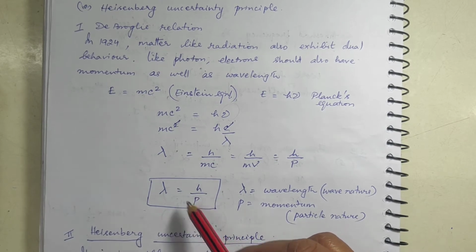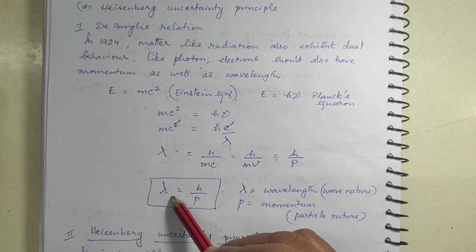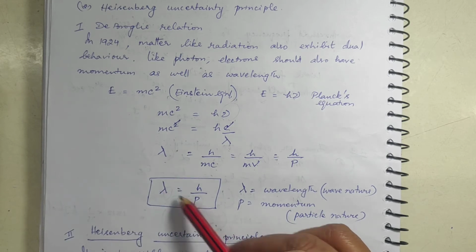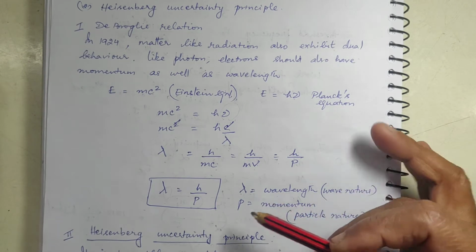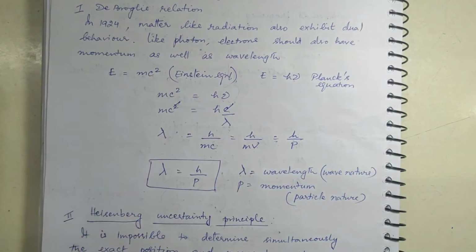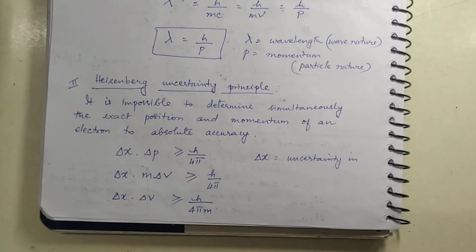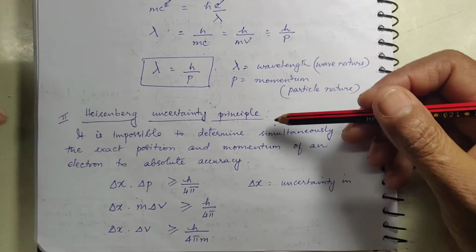Momentum is particle character and wavelength is wave character. So these two are interrelated by de Broglie's relation. So how do you derive de Broglie's relation? You should know. Then what is Heisenberg uncertainty principle?